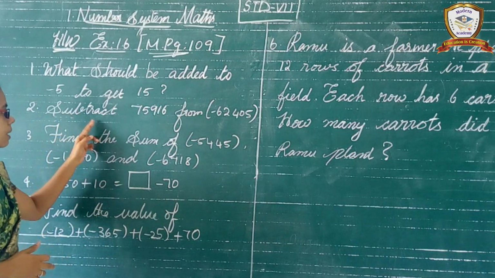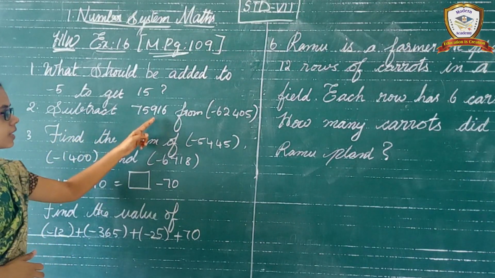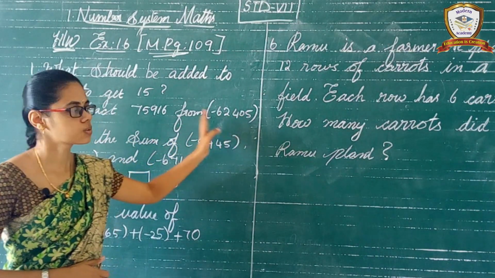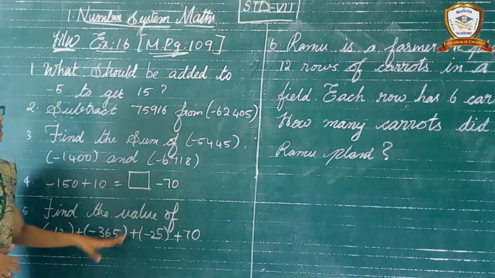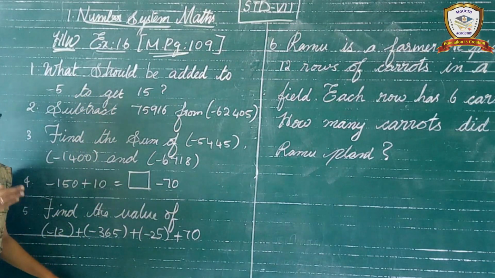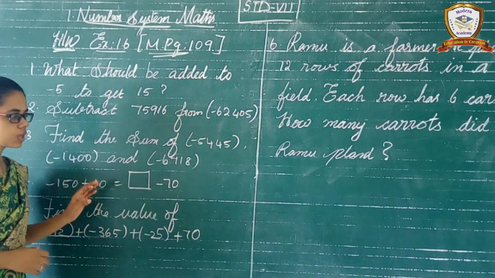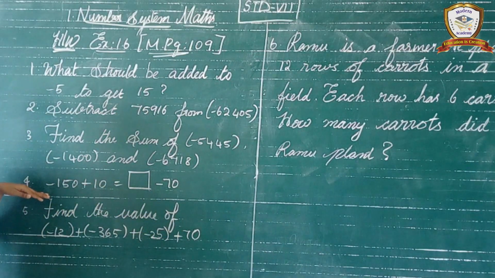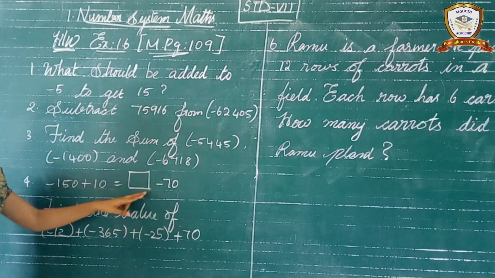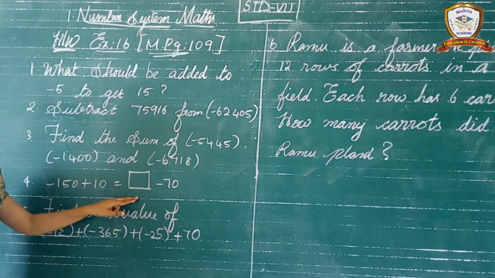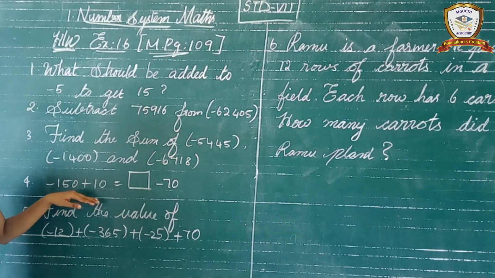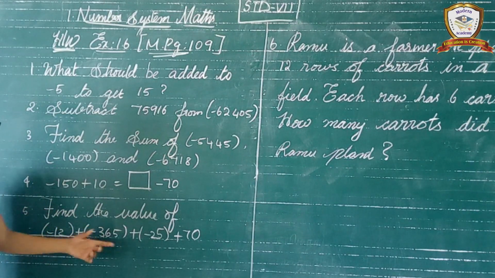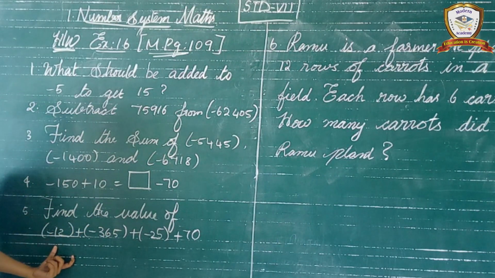Okay. So next, subtract 75,916 from minus 62,405. So same order, we have nearly 6 sums there. Okay, so same method, same procedures. So you have to work out and find the answer. Next, for the sum also same like that, you can consider unknown values for x and we have to find the value. Next, find the values of, which means we have to find these numbers for value.